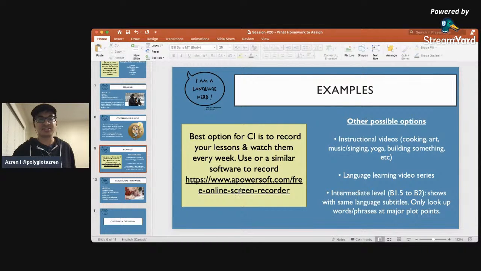You can use this website here. That's one screen recorder, but there are plenty of other software options. I've used this one personally, apowersoft.com/free-online-screen-recorder. I've used that myself.